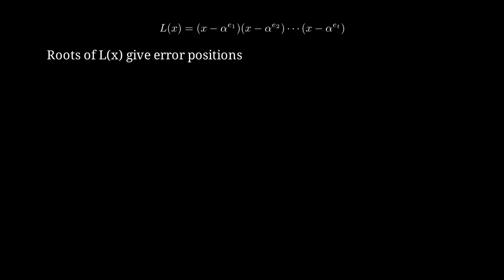The error locator polynomial identifies where errors occurred. L(x) is the product of terms (x - alpha^ei), where ei are the error locations. Finding the roots of L(x) tells us exactly which symbols are corrupted. The roots of the error locator polynomial correspond to the positions of corrupted symbols in the code word.